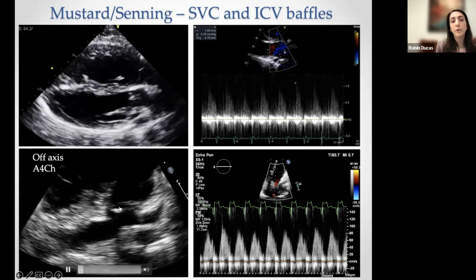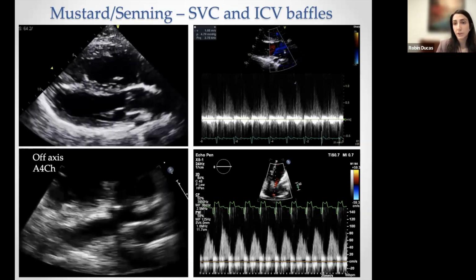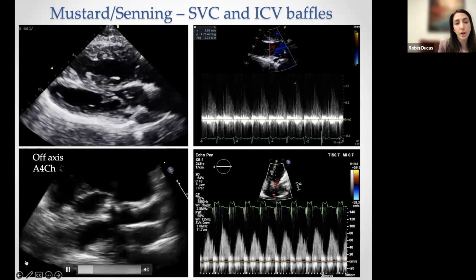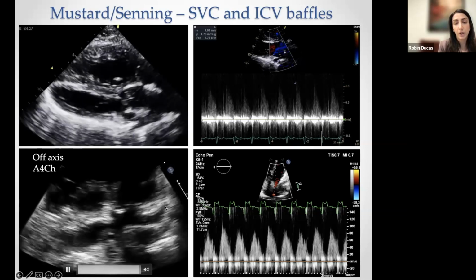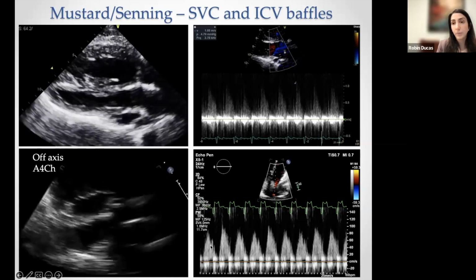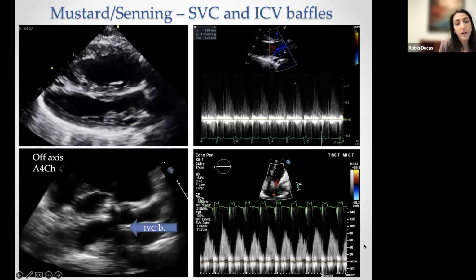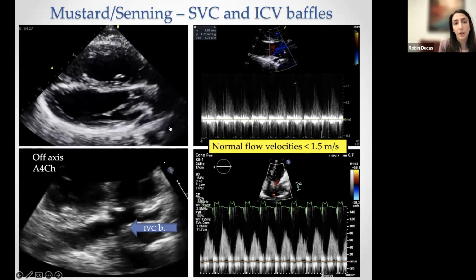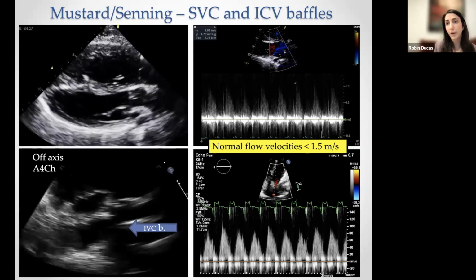For our IVC baffle, this will typically be in an off-axis 4-chamber view. You may angle slightly posterior or anterior, depending on where the surgeon put the baffle. You can see here this structure coming in from the IVC towards the left ventricle. This is the mitral valve over here. If we pulse this baffle, you can see that the flow velocity is less than 1 meter per second, and that would be considered a normal flow velocity. So that's our IVC baffle in the tilted 4-chamber view. And as I mentioned earlier, we've got the SVC baffle up behind the pulmonic valve, where normal flow velocity is typically less than 1.5 meters per second.